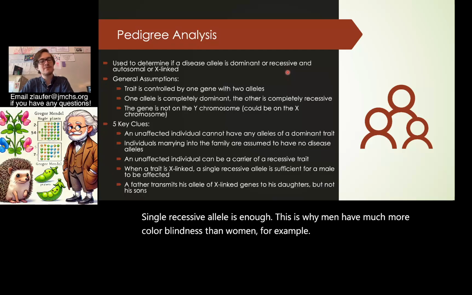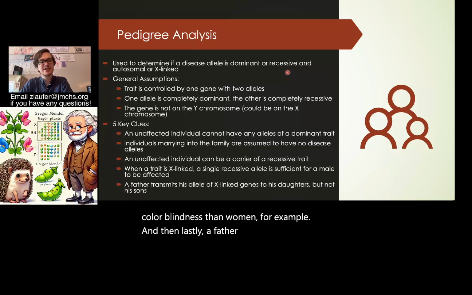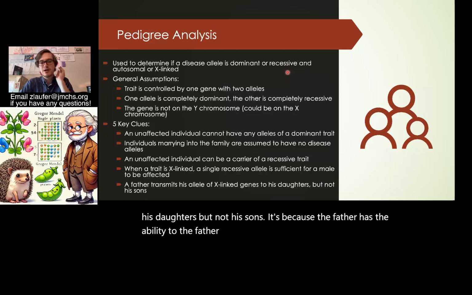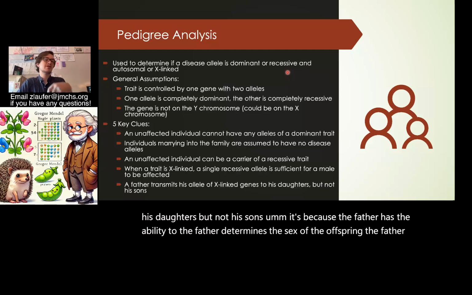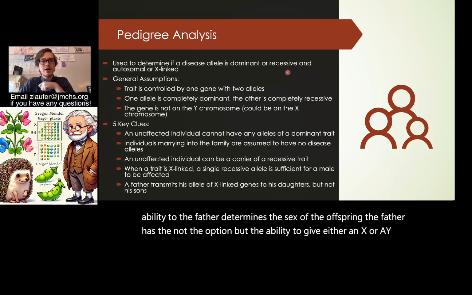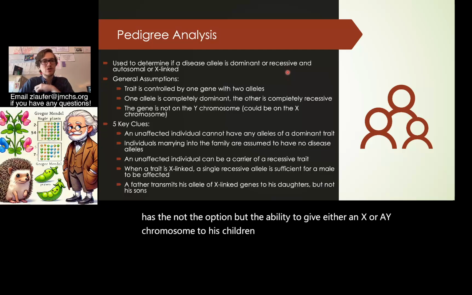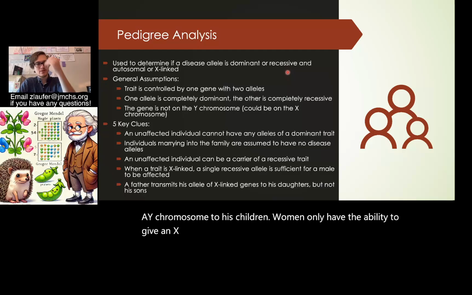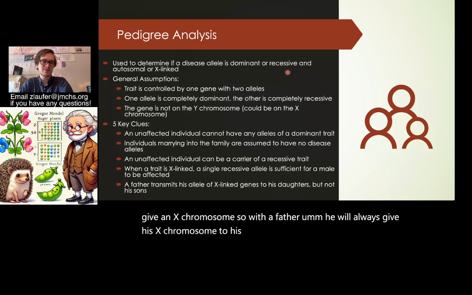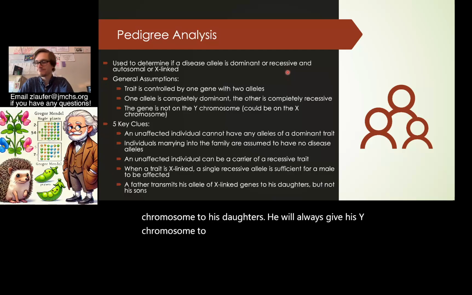And then lastly, a father transmits his allele of X-linked genes to his daughters, but not his sons. It's because the father determines the sex of the offspring. The father has not the option, but the ability to give either an X or a Y chromosome to his children. Women only have the ability to give an X chromosome. So a father will always give his X chromosome to his daughters. He will always give his Y chromosome to his sons.